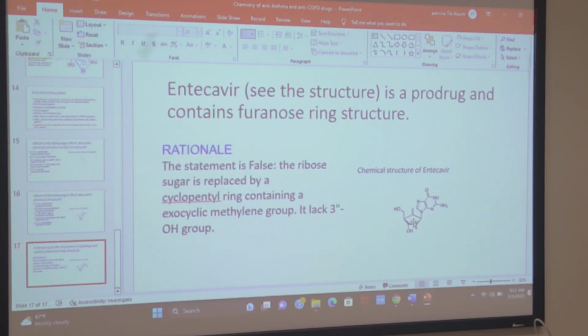Prodrug, yes or no? But if you look at this, I gave you the structure. If you look into the structure, it doesn't have a furanose. Dr. Shivchar, but can you understand how one could be thinking?